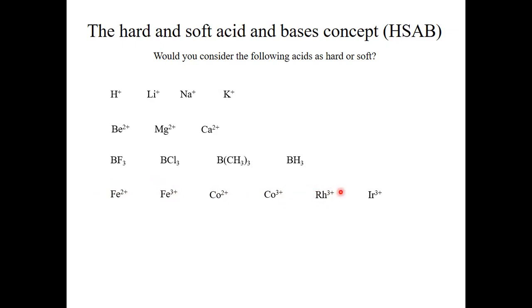Now, with regard to the rhodium 3+ and iridium 3+, we can say definitely that because the rhodium is in the periodic table below the cobalt, this one should be softer than that one, and the iridium 3+ should be softer than rhodium 3+. So now rhodium, especially iridium, are fairly heavy metals already. Therefore, these two are already more on the softer side, while these here are still, well, on the relatively hard side, but more intermediate.